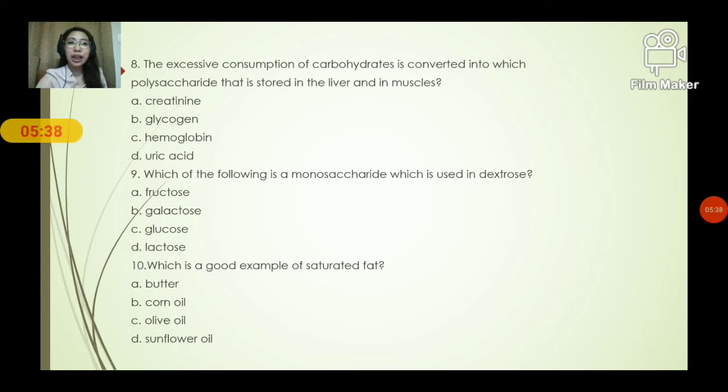Okay, question number 9. Which of the following is a monosaccharide which is used in dextrose? A, fructose, B, galactose, C, glucose, D, lactose. Okay, very good. Now, let's proceed to number 10. Which is a good example of saturated fat? A, the butter, B, corn oil, C, olive oil, or D, the sunflower oil.